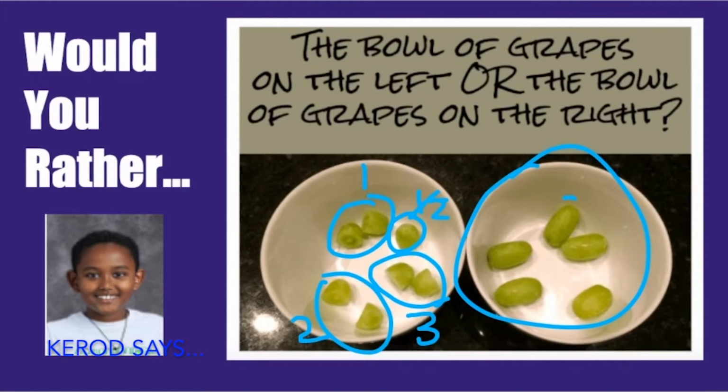But here, it's 1, 2, 3, 4, and then 1 here. 2 plus 2 plus 1 equals 5. So I'd rather pick the bowl on the right. Great job, Karad, of sharing your reasoning with us. That sure does seem to make a lot of sense.